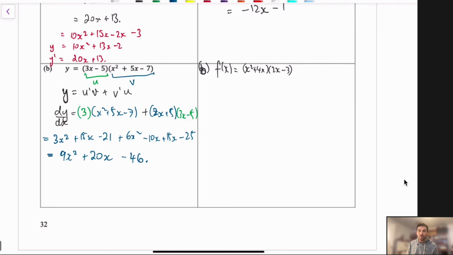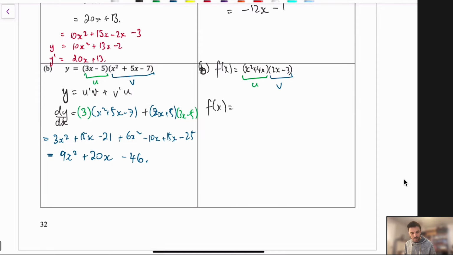There's my answer. What I'd like you to do is have a go at the one on the right, x squared plus 4x times by 2x take 3. So pause the video, have a go, and then press play when you're ready. So we're going to have a look at this. I'm going to use u again, and I'm going to use v, and let's find out what we get.